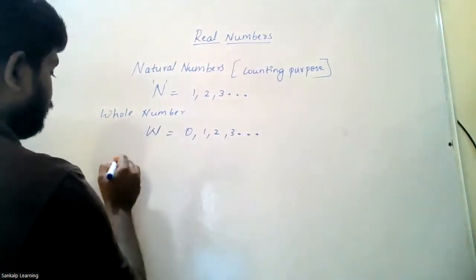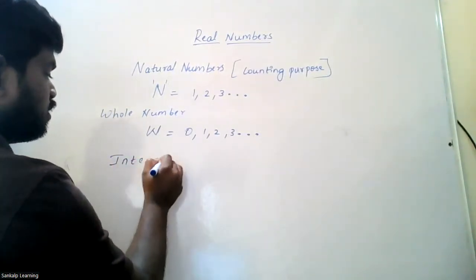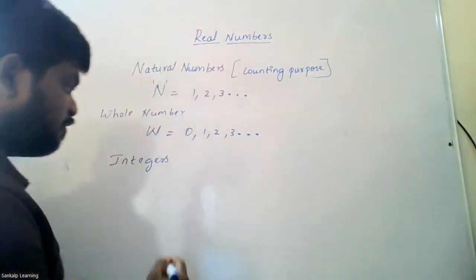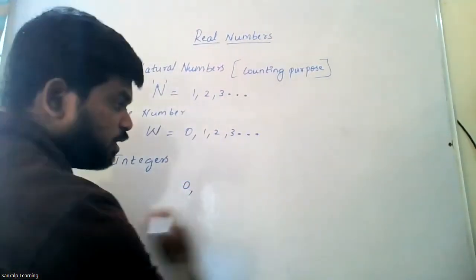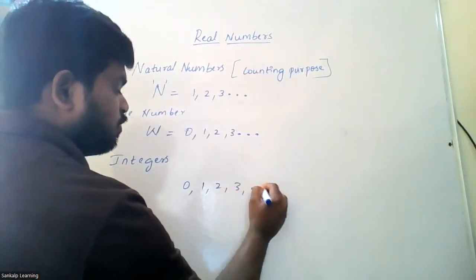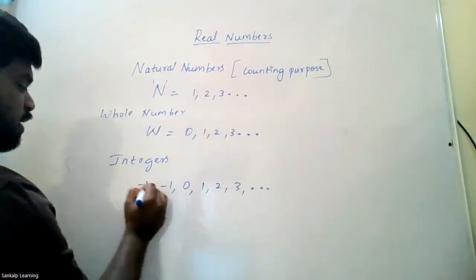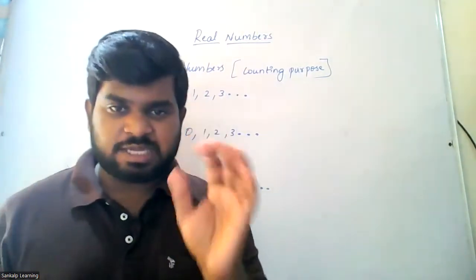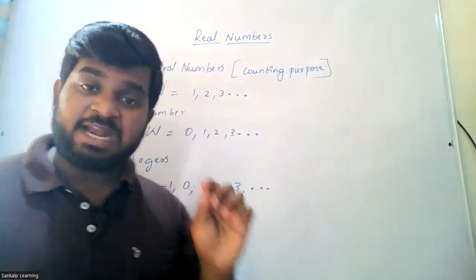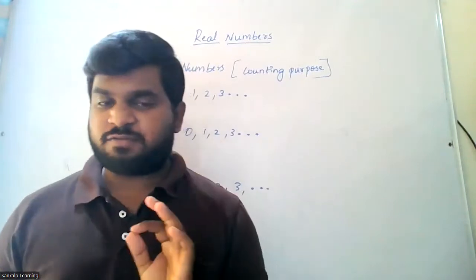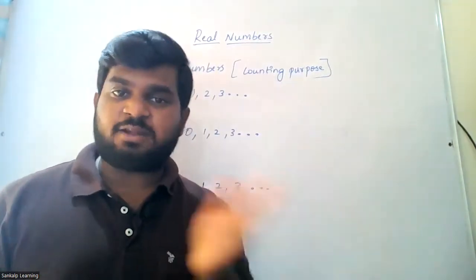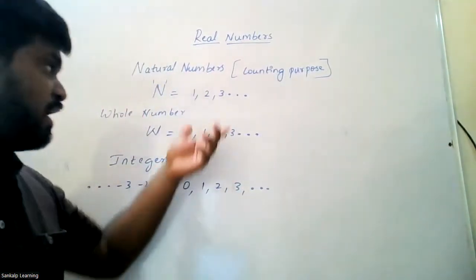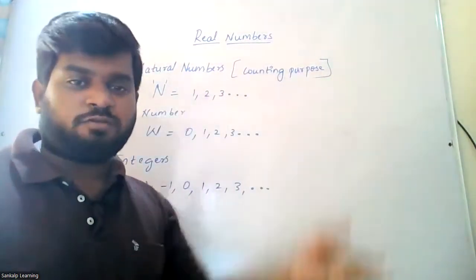Then we have something called integers. What are these integers? Integer is a group. What do we have in this group? We have 0 and all the positive numbers, 1, 2, 3, and so on, and the negative numbers, -1, -2, -3. To be precise, the correct way is 0, positive natural numbers and negative natural numbers. This is the exact definition. Negative of natural numbers is what I mean by negative natural number. If I put minus on a natural number, it becomes negative of natural number.